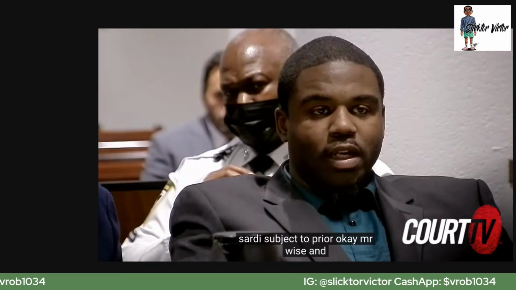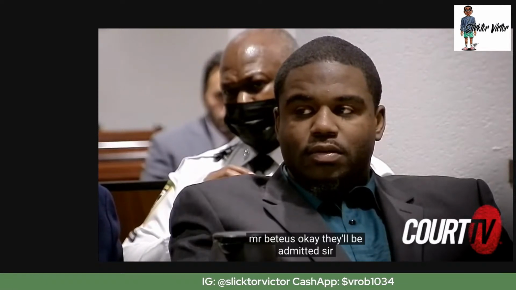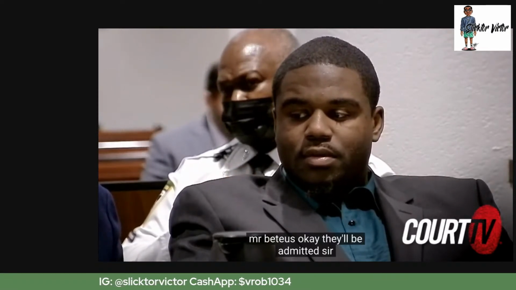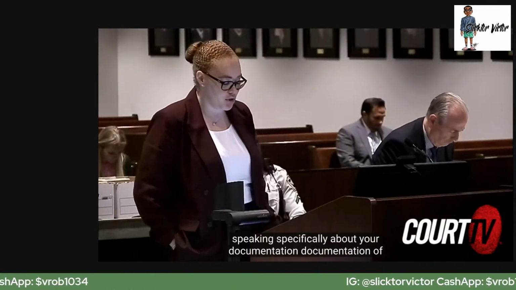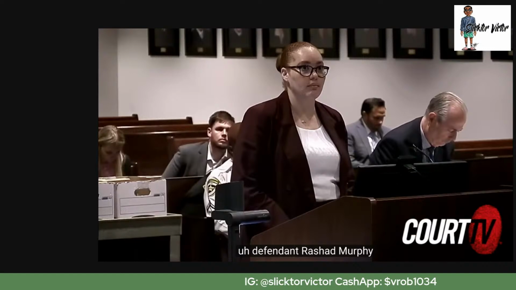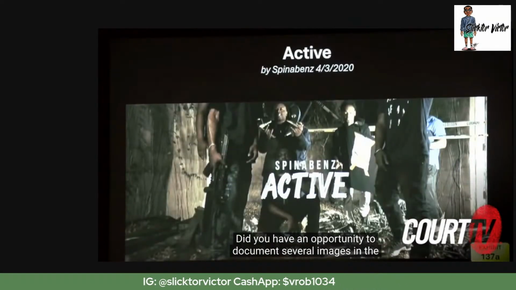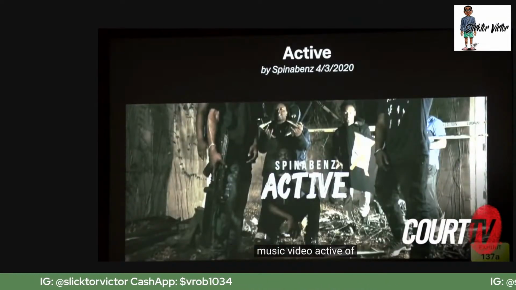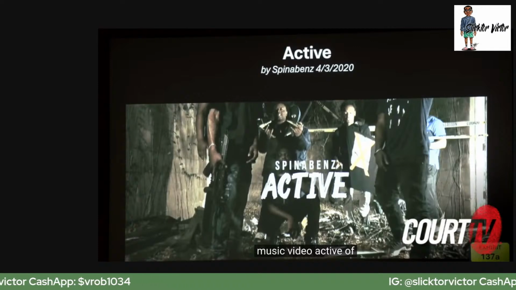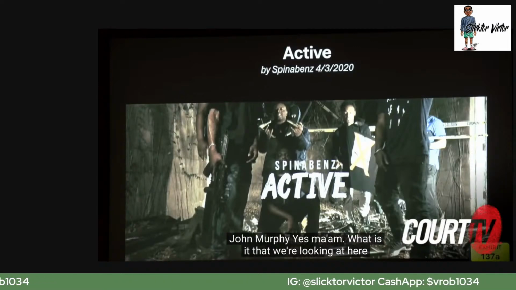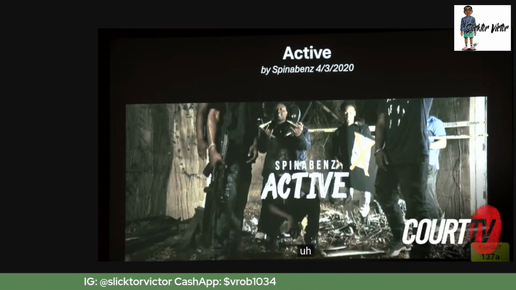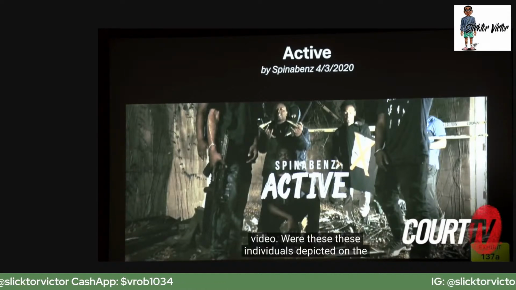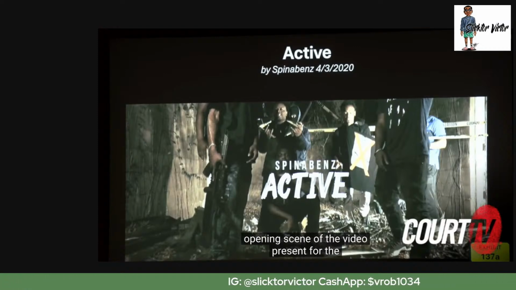Sir, speaking specifically about your documentation of defendant Rashad Murphy, did you have an opportunity to document several images in the music video Active of Rashad Murphy? Yes, ma'am. What is it that we're looking at here, please? We're looking at the opening scene of the video. Were these individuals depicted in the opening scene of the video present for the rap song itself? Yes, ma'am. And are the videos that we are about to see considered drill rap as it relates to your investigations? Yes, ma'am.